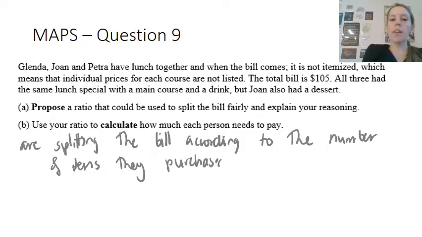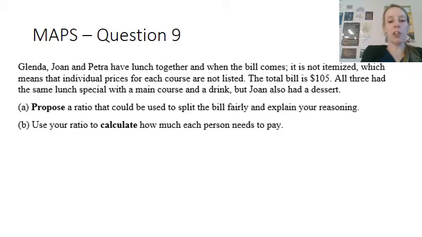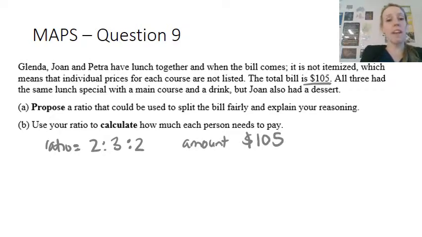Okay, so now I've explained it and I've given my ratio, I can move on to B. So B, use your ratio to calculate how much each person needs to pay. So my ratio, if you remember, was 2:3:2. And we need to work out how much they need to pay. So the amount was $105. So now I'm going to just divide that amount into the ratio. That's all that question is asking you for.